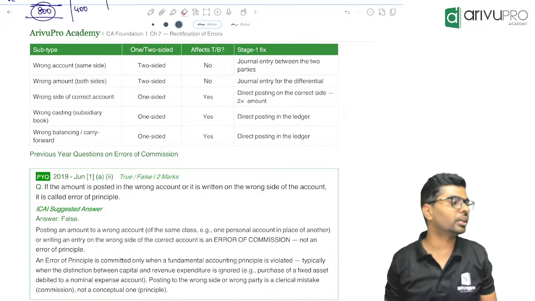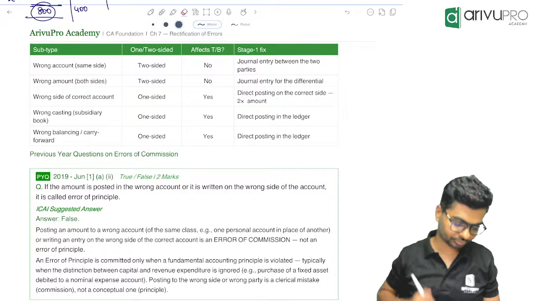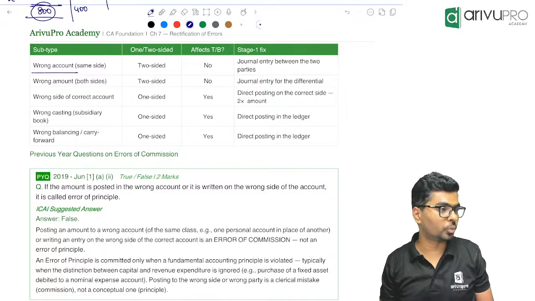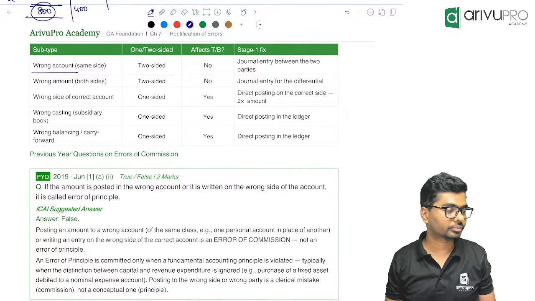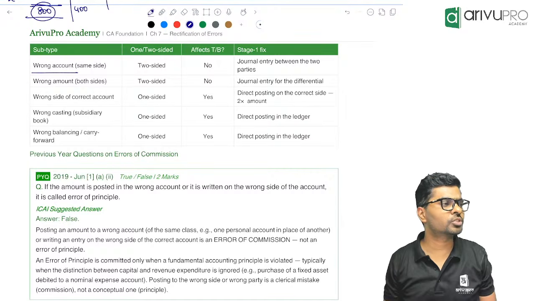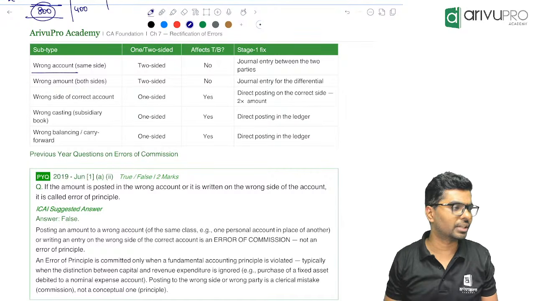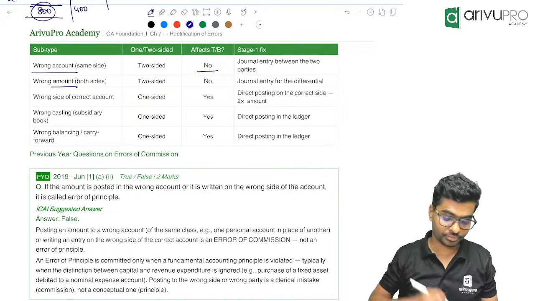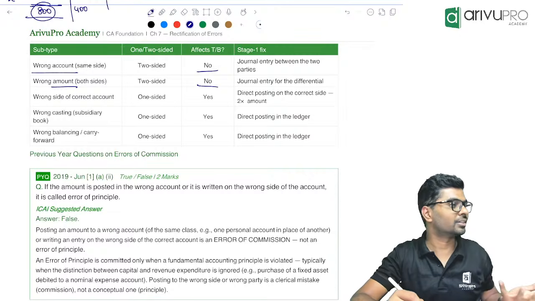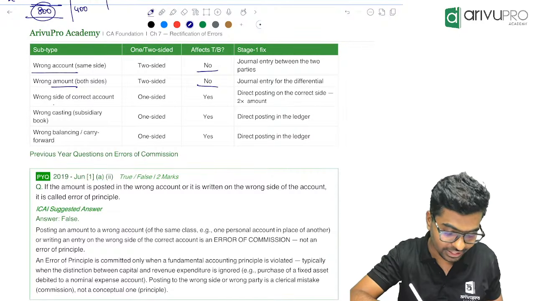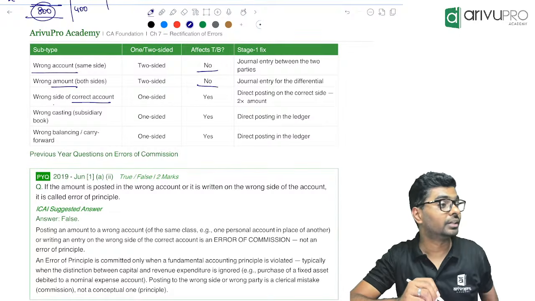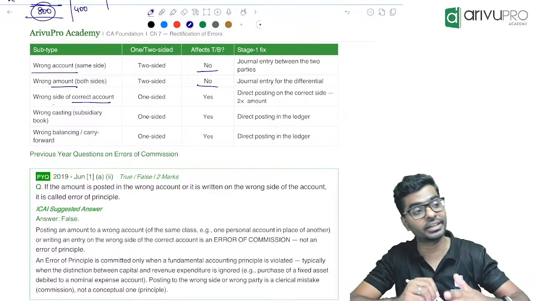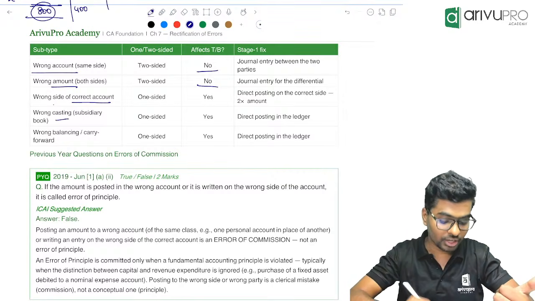Now, just look into the effects on the trial balance. Wrong account, will it affect the trial balance? Instead of writing purchase to Ram, you wrote purchase to Sita. Will it affect the trial balance? Wrong amount, both the sides. You wrote 1000, 1000. Wrong side of the correct account. Instead of writing in Ram on the debit side, you wrote in Ram's account on the credit side. Will it affect?